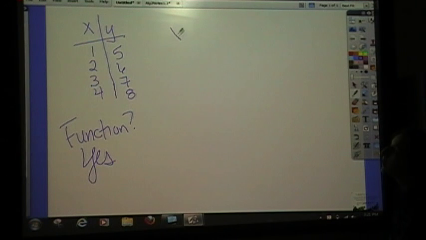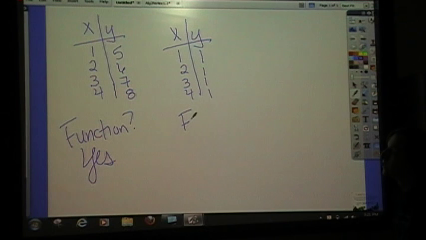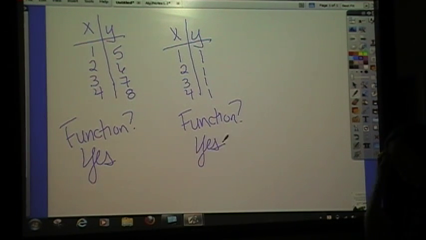Okay, here's another one. X, Y. 1, 2, 3, 4. 1, 1, 1, 1. Is this a function? Yes or no? When you have a table, the only thing you have to do is check the x's. Do they repeat? No. So is it a function? Yes.